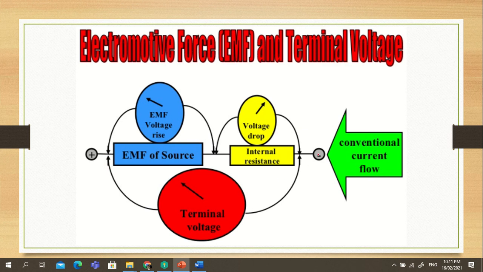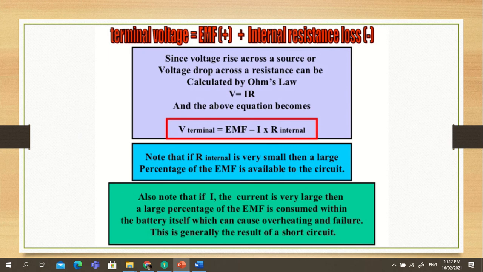This is the negative of the EMF, and this is also the negative of the voltmeter. So they are now connected in parallel. What you will see in the reading of the voltmeter is called the terminal voltage. So terminal voltage is equal to EMF, which is positive, plus the internal resistance loss, which is negative.